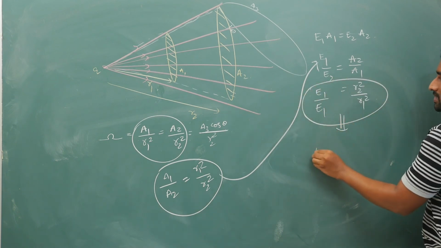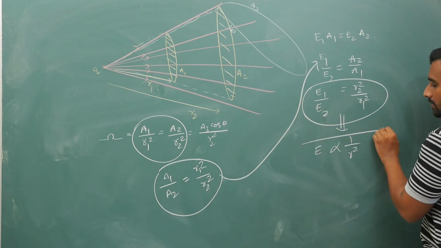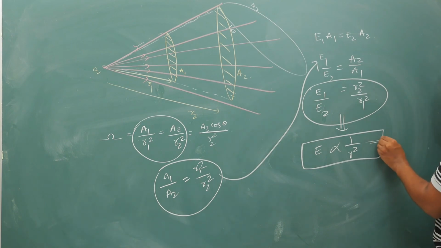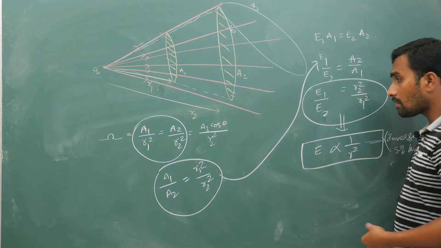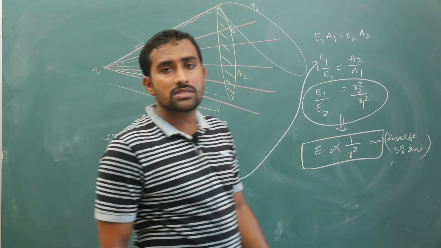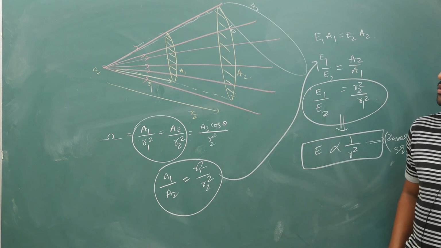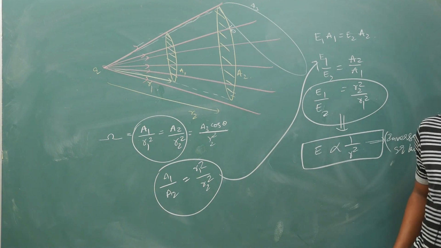From this expression, one thing is very clear: your E is inversely proportional to R square. This is your inverse square law. So your Gauss law is valid provided the inverse square law is valid. If the inverse square law is not correct, then Gauss law will not be correct. I have proved that the field is inversely proportional to R square, and automatically the force will also be inversely proportional to R square. Hope you have understood. This is your basic idea of Gauss law and solid angle.